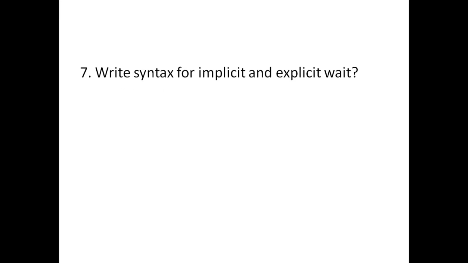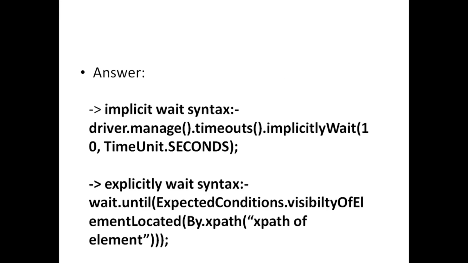Next question was, write syntax for implicit wait and explicit wait. So the first syntax is for implicit wait. For that we have to write like driver.manage().timeouts().implicitlyWait(10, TimeUnit.SECONDS). Means here I have specified the time 10 and the unit is seconds. So it will wait till 10 seconds.